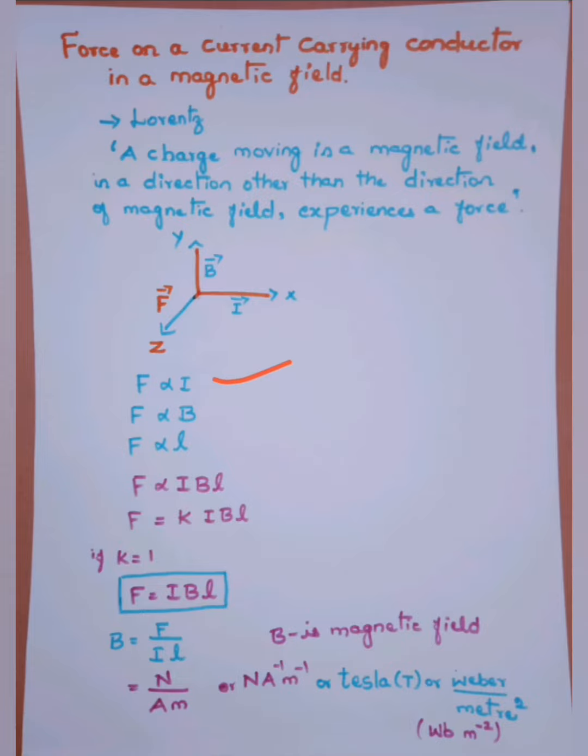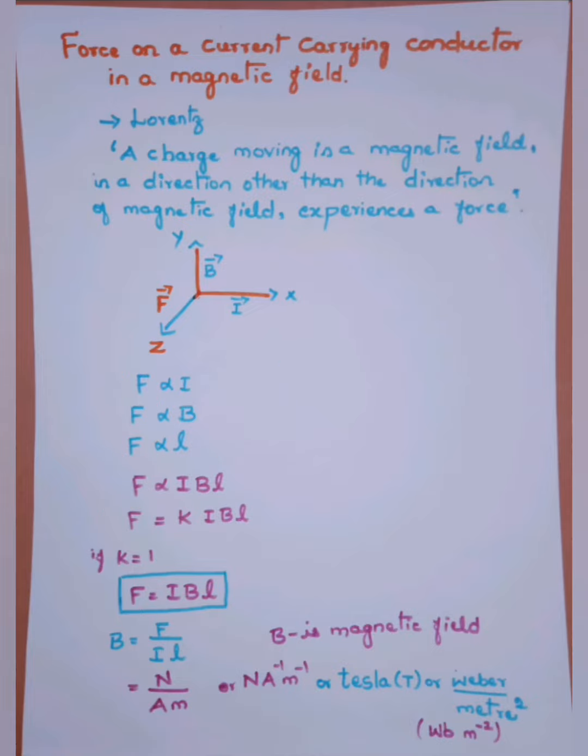Okay, here first point is this force, the Lorentz force, is directly proportional to I, current. Then force is also directly proportional to B, magnetic field. Then force is also directly proportional to L, length of the conductor. Then when we combine all these three, this F is common, so we write F proportional to I into B into L. Okay, F proportional to IBL.